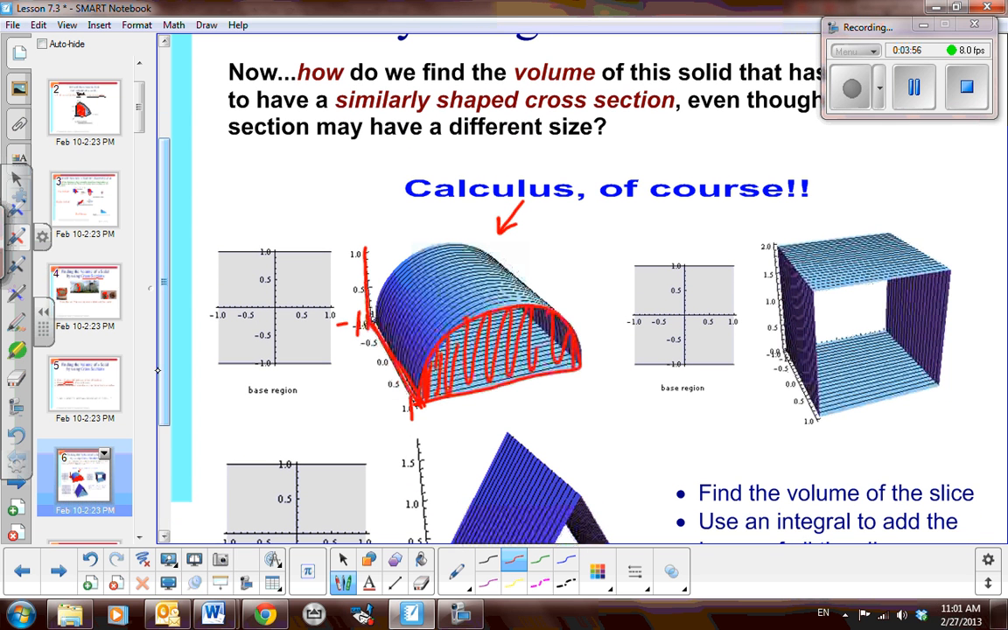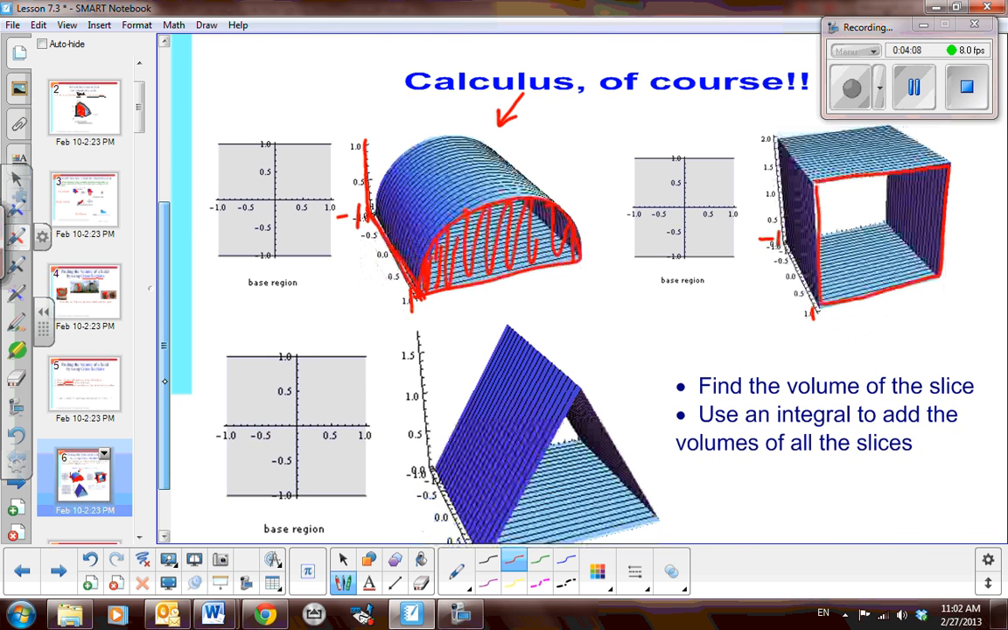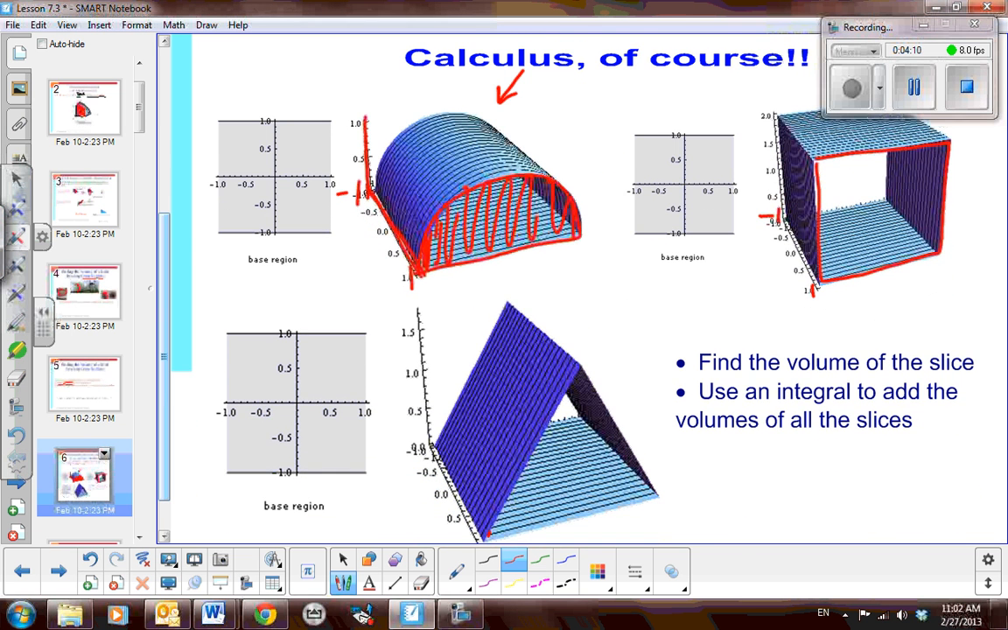Or maybe our solid has cross sections that are squares. So we find the volume of one square, we integrate it from negative 1 to 1, and we get the volume of the three-dimensional figure. Another common shape used, of course, is a triangle. So anything that we can use our geometry for will help us. So then again, we'll find the volume of the one slice, integrate it from the lower to upper limit to find the total volume of our solid.